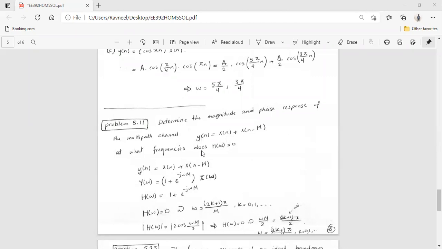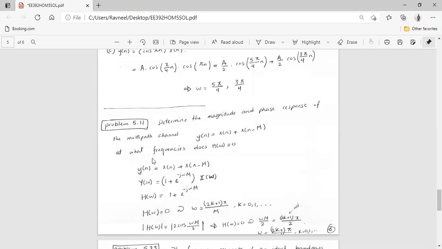Transforming y of n into the frequency domain gives me Y of omega, which is equal to X of omega plus X of omega multiplied by e to the power of minus j omega m. We can factor X of omega out, then divide both sides by X of omega. Y of omega divided by X of omega gives me H of omega, so I'm left with H of omega equal to 1 plus e to the power of minus j omega m. Then it says we need to find the magnitude and the phase response of the multipath channel.